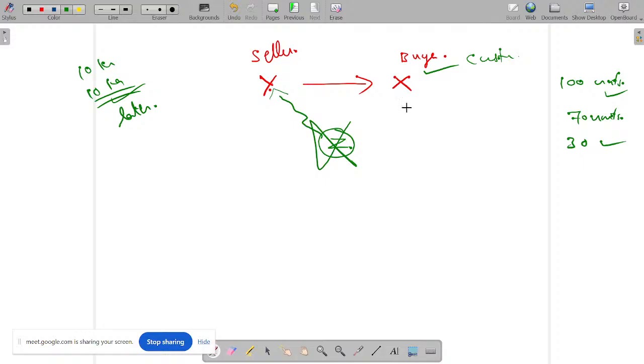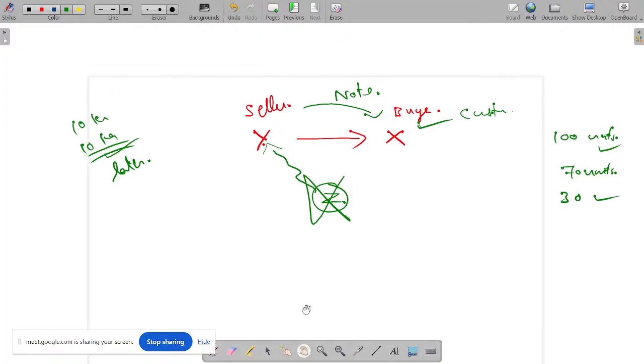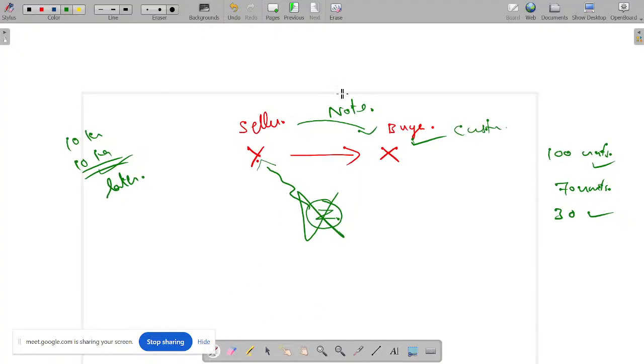So what happens is, when the buyer says that I will make the payment in future, the seller wants to have a promise from the buyer. So the seller says to the buyer, you write a note and give it to me. Okay, please understand. You write a note and give it to me, which means you give a promise in that note. You call this a promissory note. Who is giving this promise? The buyer is giving the promise to the seller. You call this a promissory note.